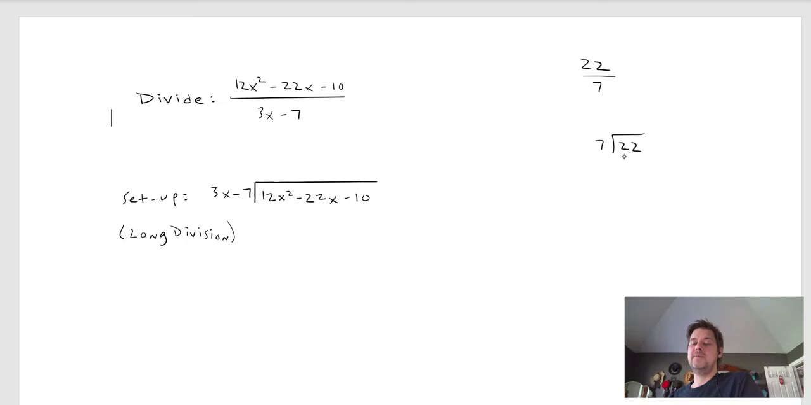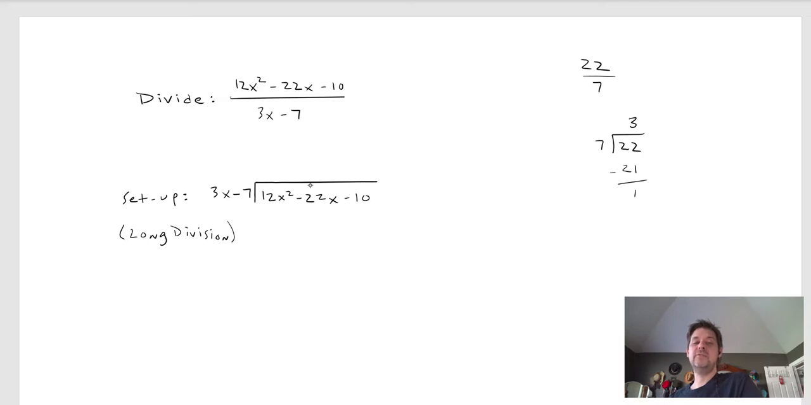When I'm dividing numbers with long division, I choose a number such that if I multiply it by 7, I'll get as close to 22 as I can without exceeding it. That would be 3. 3 times 7 is 21. 4 times 7 is 28. So I want 3. I choose 3, then I multiply 3 by 7. I get 21. And then I subtract 22 minus 21, and I get 1. That's the entire process for long division of numbers, at least like this. This will be similar.